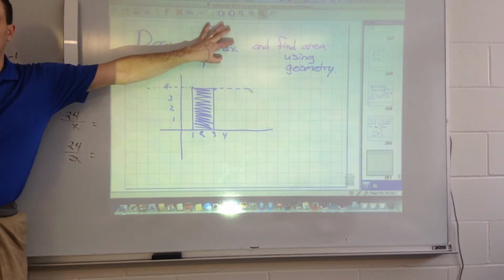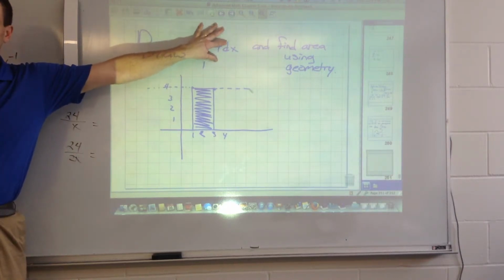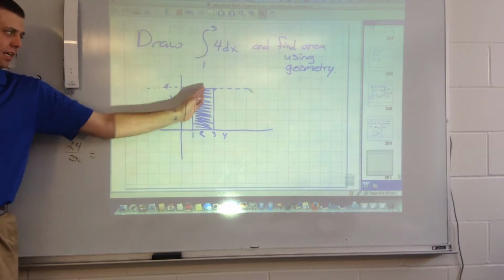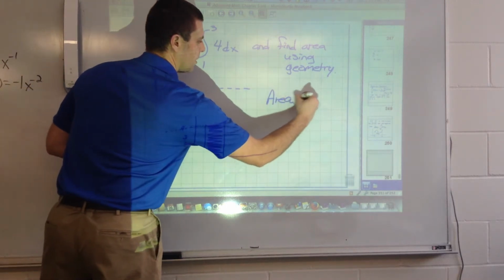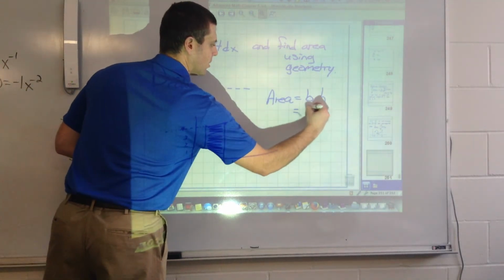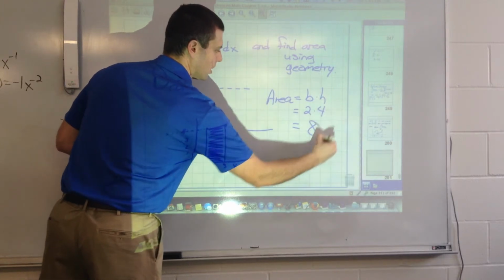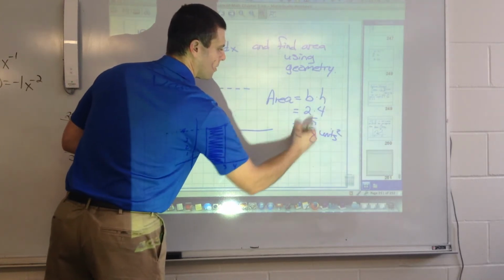When you see this, I want you to understand that it is asking you to find the area under the curve from 1 to 3. This is a nice shape, it's just a rectangle, pretty easy to find the area. Base times height, what do we get for area? 8, right? Okay. So area equals base times height, so this base 2 times 4, which would be 8 units squared.